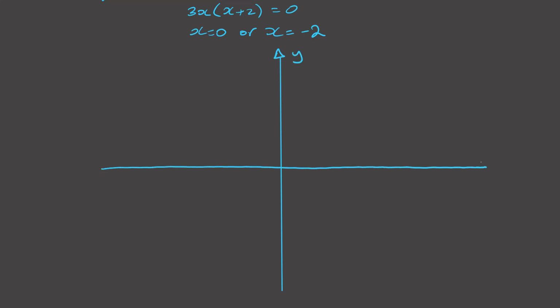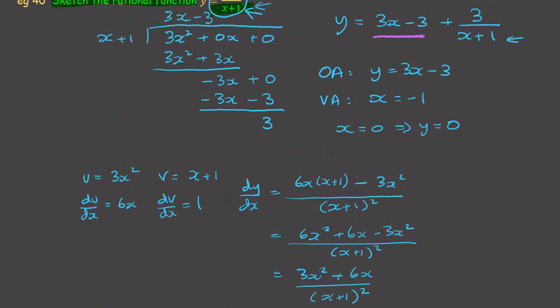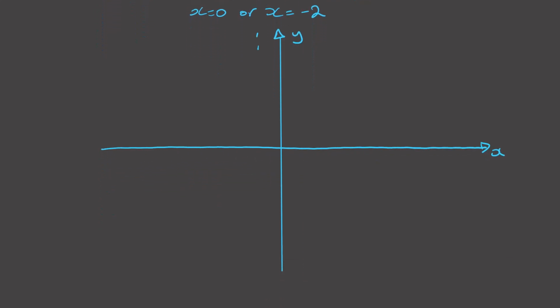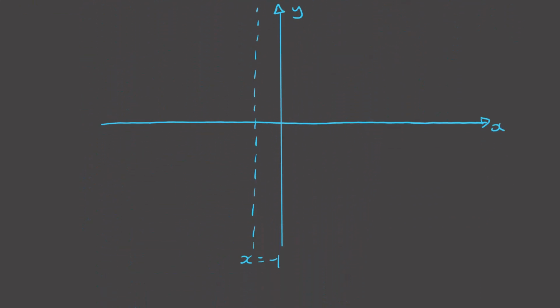So let's start going through it. So vertical asymptote, x equals negative 1. Oblique asymptote, y is 3x take away 3. So that is going to go something like that.